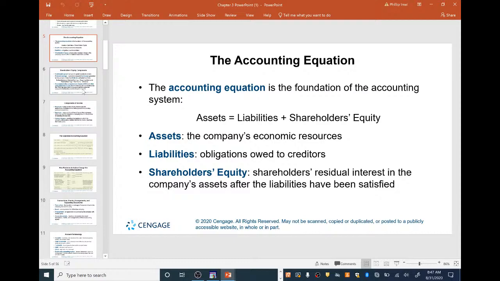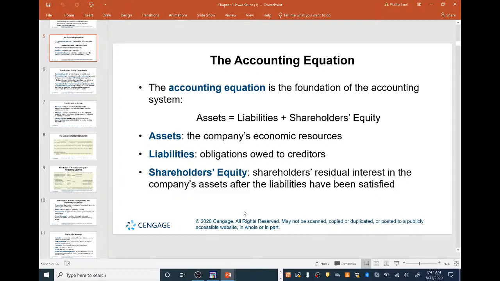Assets are going to be the company's economic resources, right? So assets is what the company uses to be able to produce revenues, right? Liabilities is going to be obligations owed to creditors and other sorts of people that have lended us money, right? So assets, company's economic resources, liabilities, obligations owed to creditors.